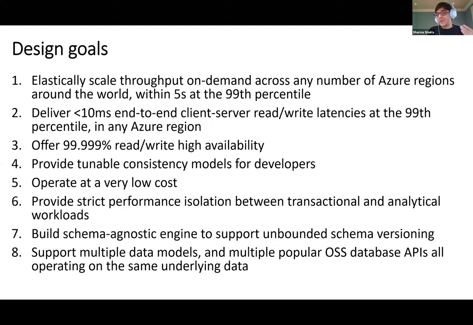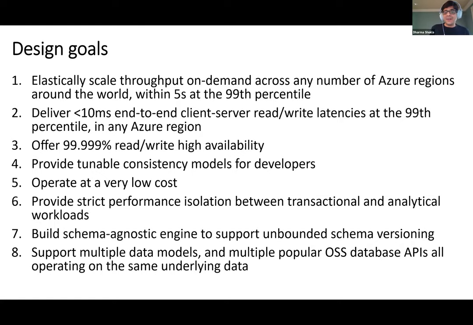Customers wanted to evolve their schemas very, very rapidly in an agile manner. So they wanted SQL-like queries over semi-structured data. So that also caused a lot of challenges in the design of the core database engine.